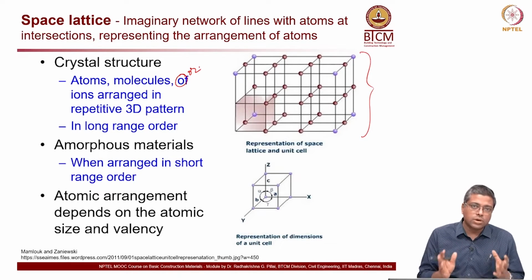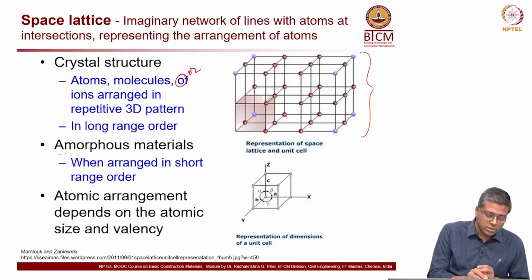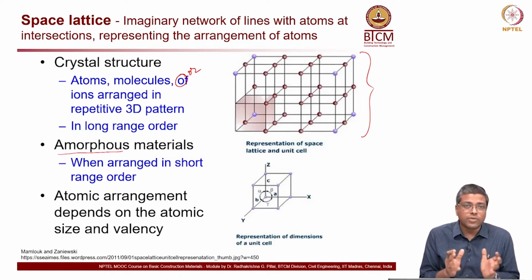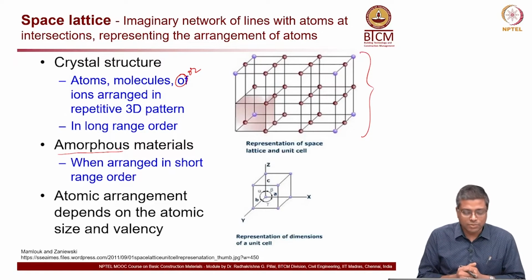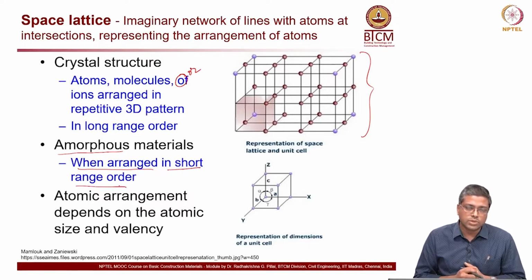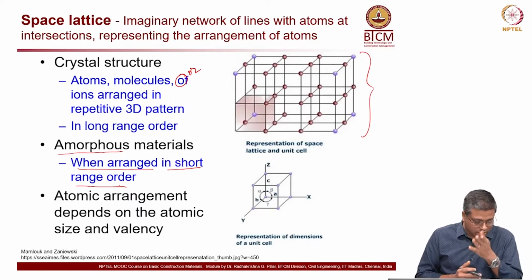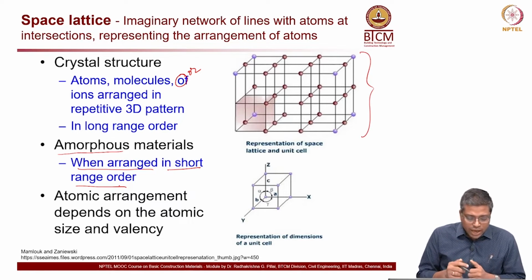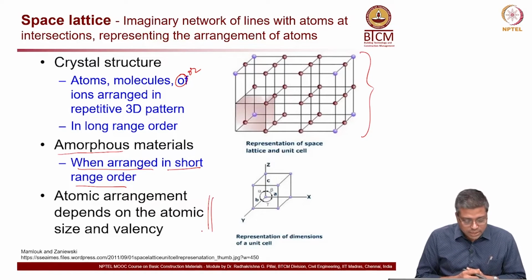Now, you might have also heard the word amorphous materials, where the crystals are not very well defined for a larger volume. So, even though they are arranged, it is in short range order, and that is what amorphous materials are. Now, atomic arrangement depends also on the atomic size and the valency. Now, we will talk about this unit cell here.